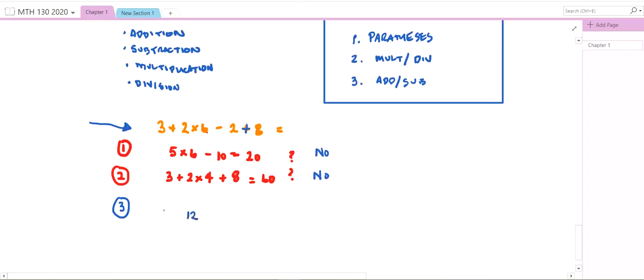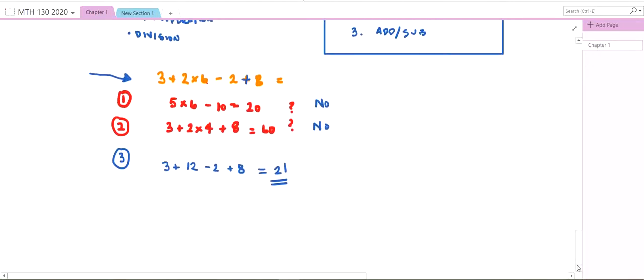So that's 12. So we're going to end up with 3 plus 12 minus 2 plus 8. So our result then, now we can do the addition, is 15 minus 2 is 13 plus 8 is 21. And that is our answer.